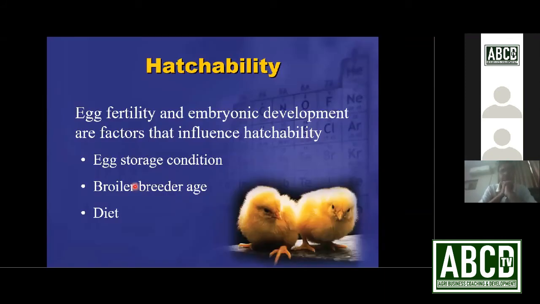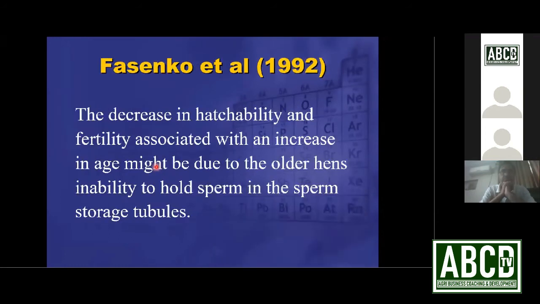Hatchability. Egg fertility and embryonic development are factors that influence hatchability. Of course, you need to have egg storage conditions, broiler breeder age, diet, everything can have an effect. So the decrease in hatchability and fertility associated with an increase in age might be due to older hens' inability to hold sperms in sperm storage tubes.